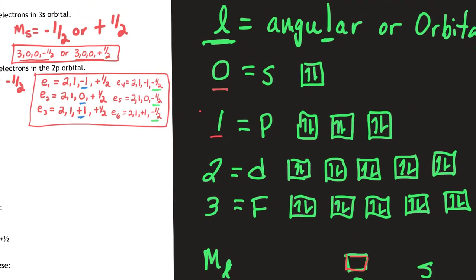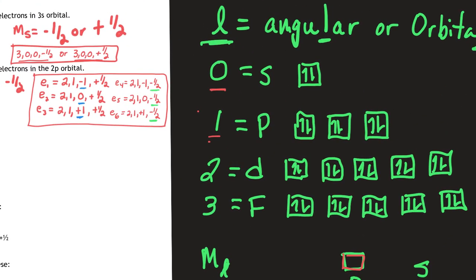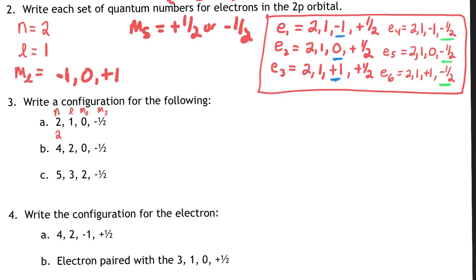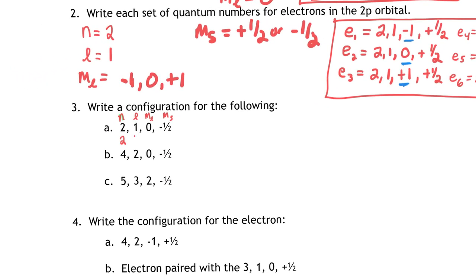Sliding back over to my picture here, 1 is the p orbital. And I'll actually write down for myself that this is the p orbital. And then what I'll do is draw the 3 boxes. 1, 2, 3. And now I'm on to the M sub L, and I'm going to label these boxes. So this box is going to be 0, -1, +1.